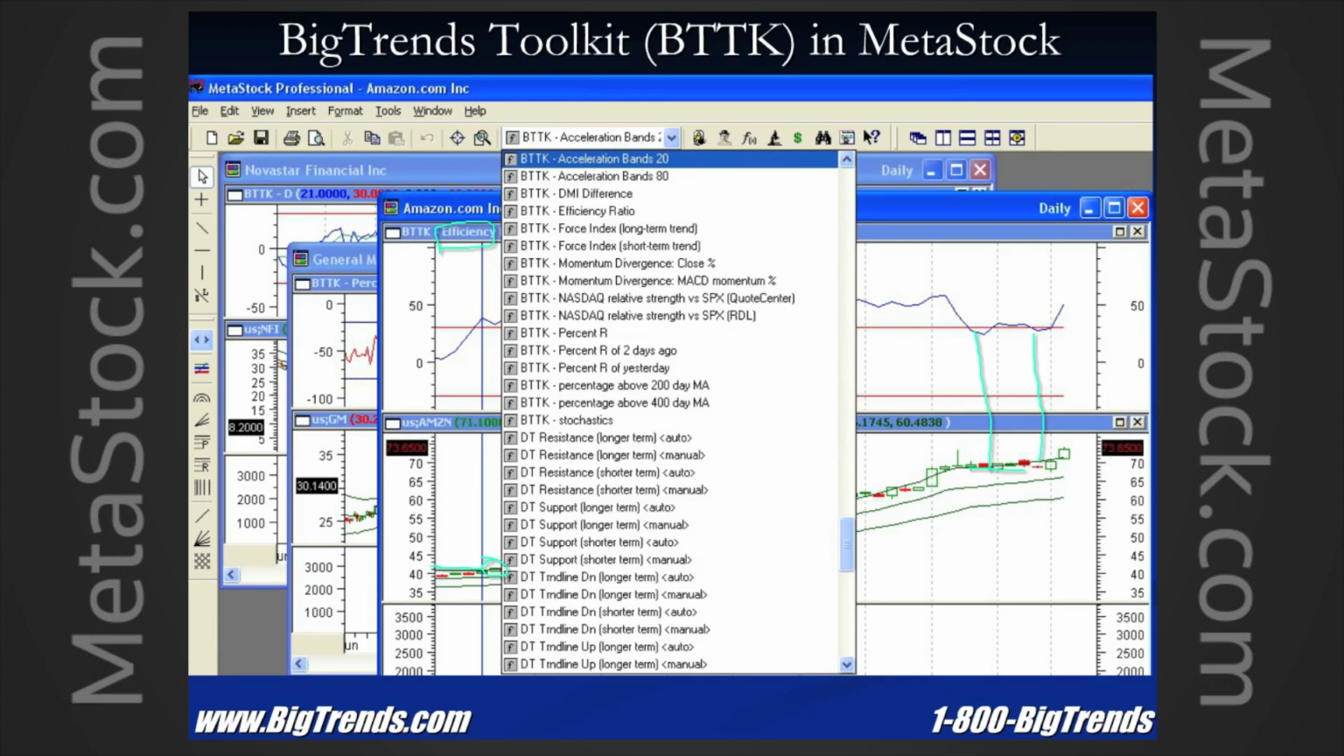And like I said, in the Big Trends Toolkit for MetaStock, there's something in here for everybody, and there's a lot in here for each of you. Certainly I'll focus on percent R, but I'll add in these other tools that will back it up, like the efficiency ratio, like the acceleration bands, and then, of course, if I need to filter a really big up market, the percent above the 200-day or even the 400-day can be very useful filters for stocks that are moving, because they should move dramatically up above their threshold values.